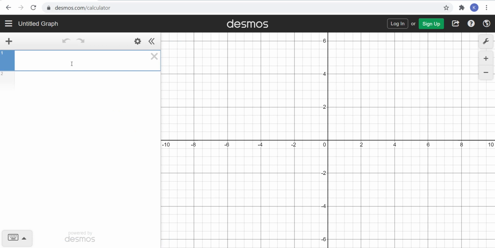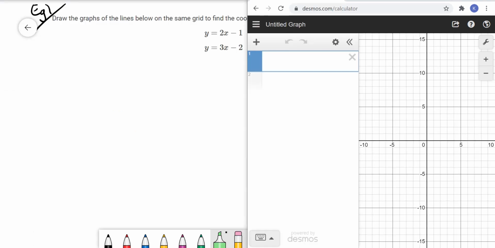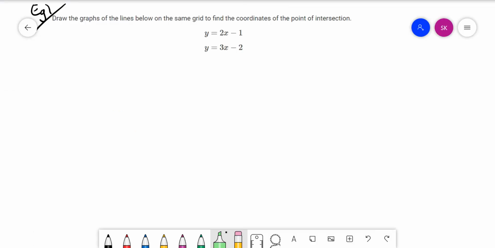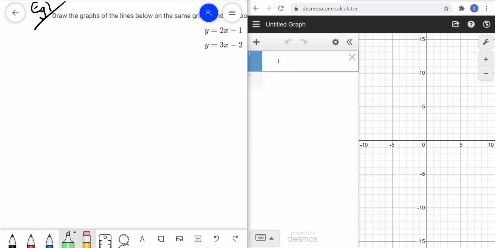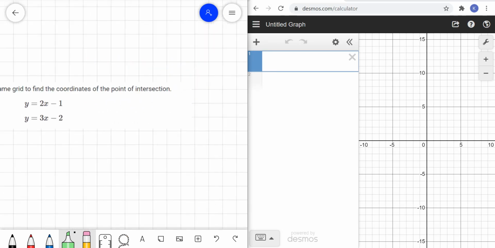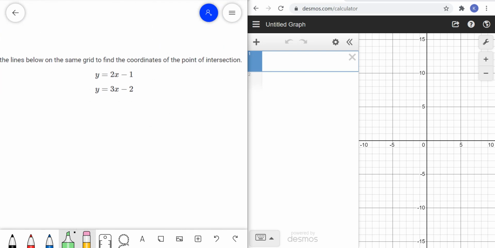Now the beauty of the graphing calculator is that I've just moved these 2 pages so they're half and half. What we can do is we can draw any line. So let's first of all draw this one. Y equals 2x minus 1.